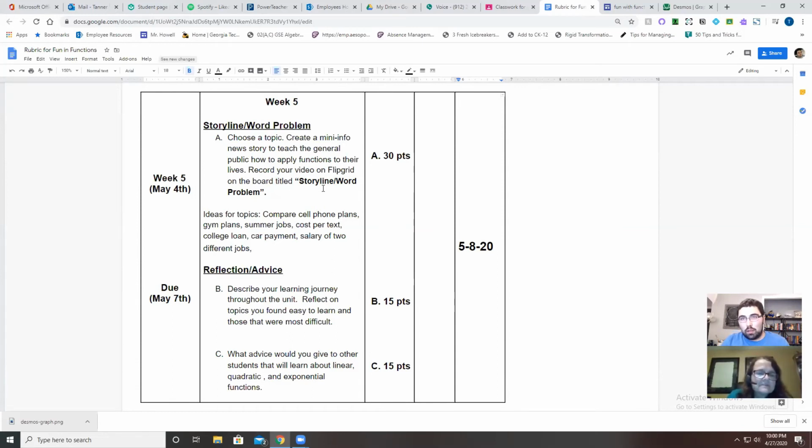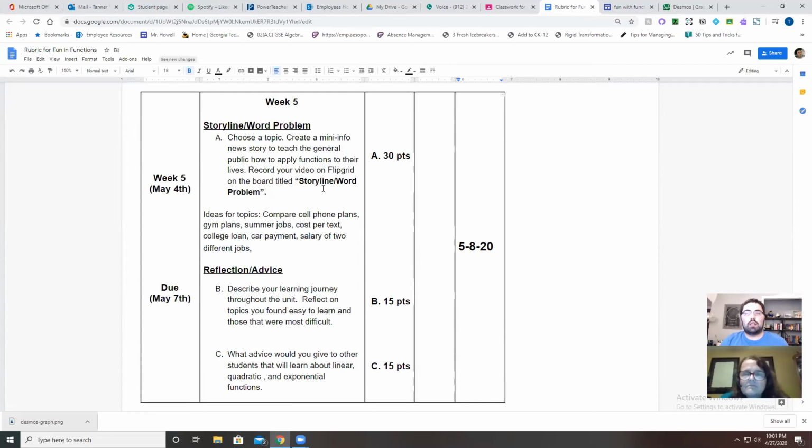What you do have to do is follow the instructions and make a news story about how to apply functions to someone else's life. Don't overcomplicate this. You just have to explain how something that can be shown with a function relates to real life. You just have to explain it. If you can find a way to show us pictures of stuff while you explain it, awesome. But that just asks you to explain it.